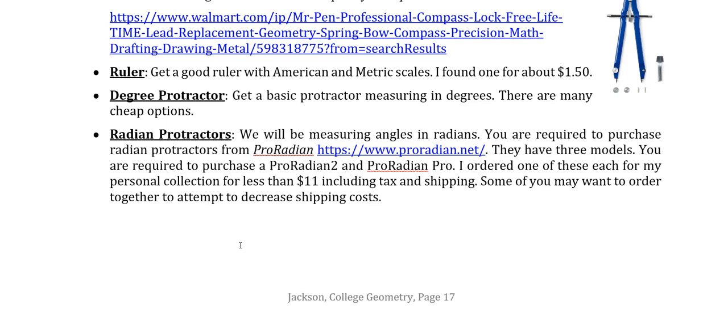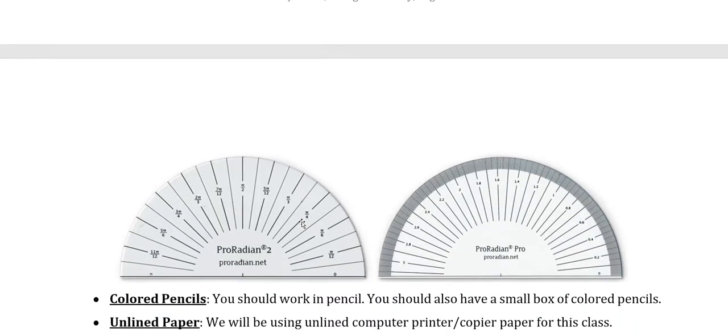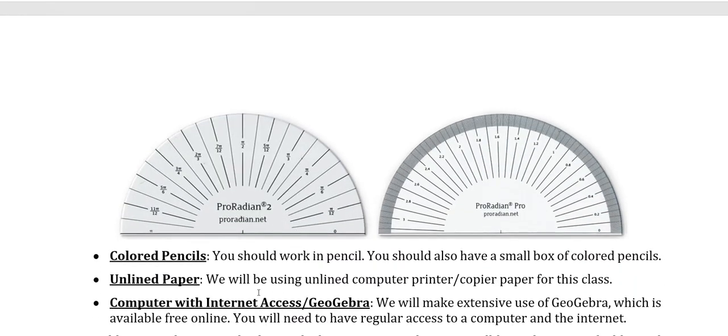And there's a company called ProRadian, and you can see the link there to it. And they have three models. The two that I suggest getting are the ProRadian 2 and the ProRadian Pro. And I was able to order a couple of these, including tax and shipping, for about 11 bucks. If you order them in bulk, you can even get them a little bit cheaper. But here's what they look like right here.